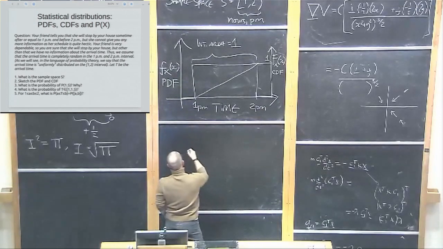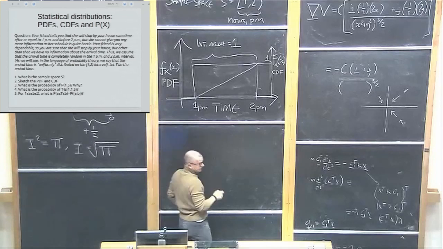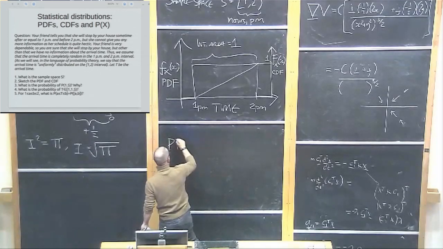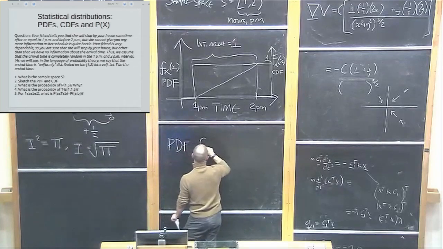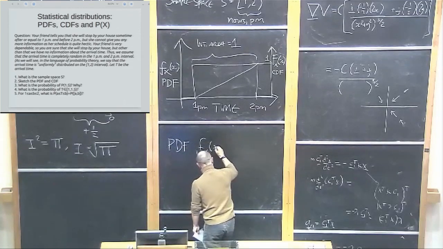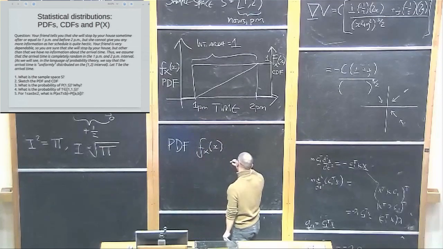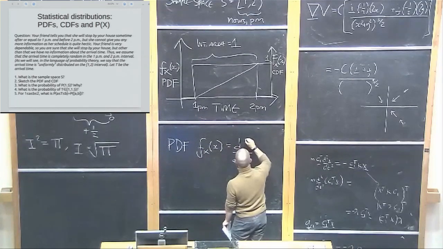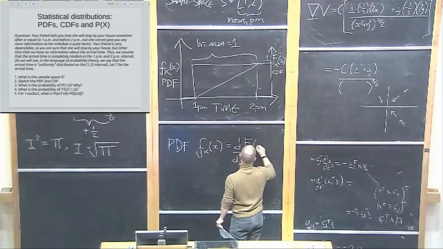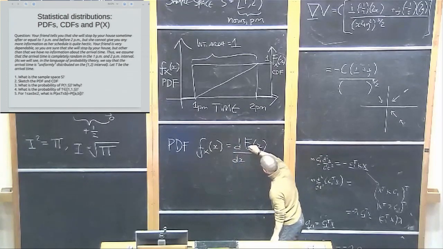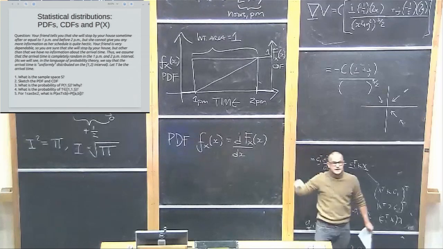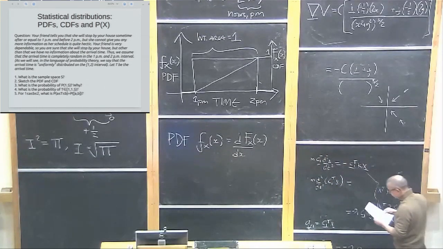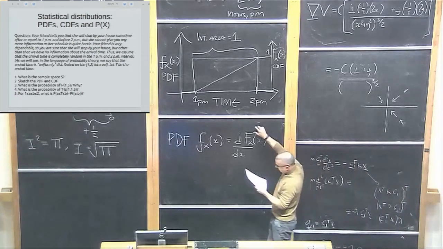And what you can see, therefore, is that the PDF, the probability density function, which we denote like this, is the gradient of the cumulative distribution function. This will be the case for pretty much every example you come across, where the cumulative distribution function is differentiable.